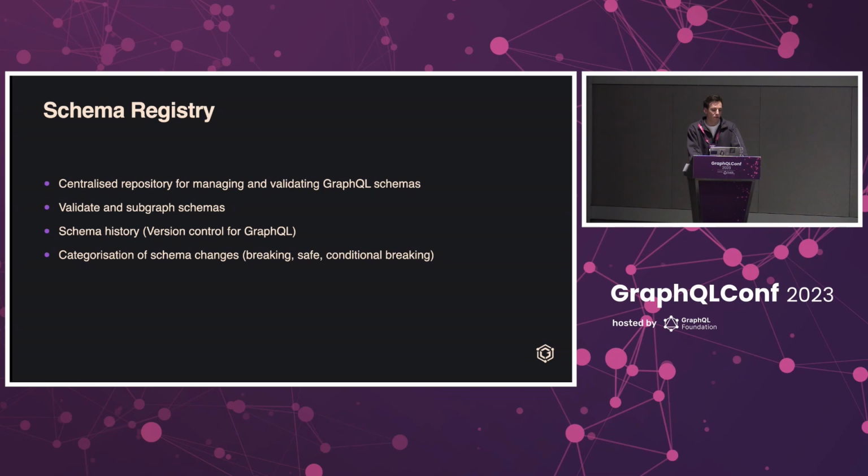And then on top of that, we also get a full schema history, basically version control for GraphQL. And also, as with GraphQL Inspector, we get a categorization of the schema changes. We know whether they are breaking, safe, or maybe conditional breaking. I will talk about conditional breaking later on, in more detail.